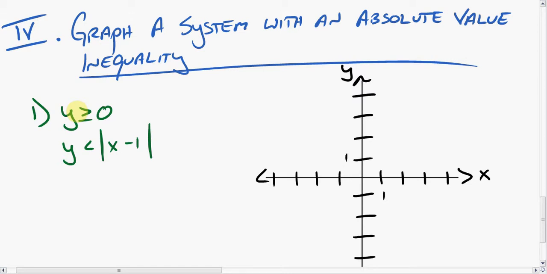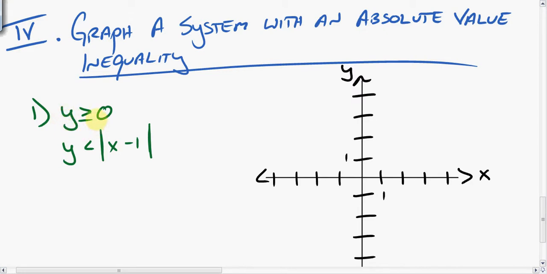This is section 3.3, part 4, where we're going to graph a system with an absolute value inequality. So, we've got a system of inequalities, but this one's not linear. Alright, we've got a linear inequality here. This one is not. Absolute value, we know from previous sections that it forms a V. Alright, so it's not linear. So, we need to graph both of these, and then we're going to work with our shading.